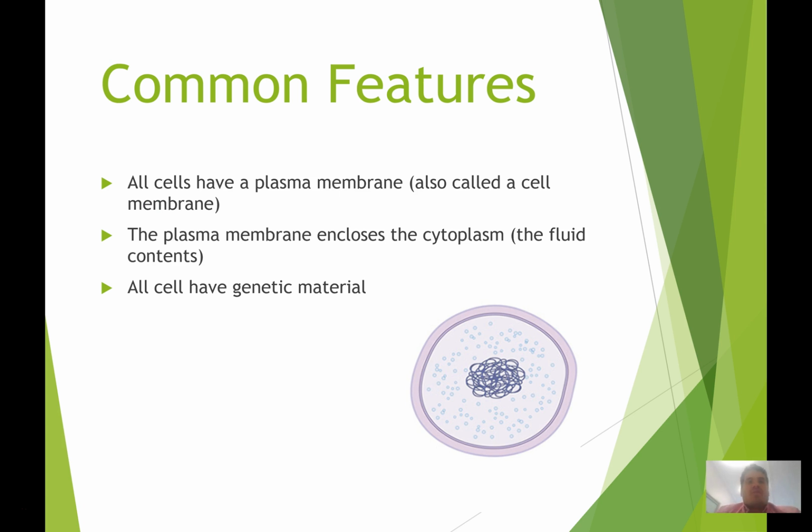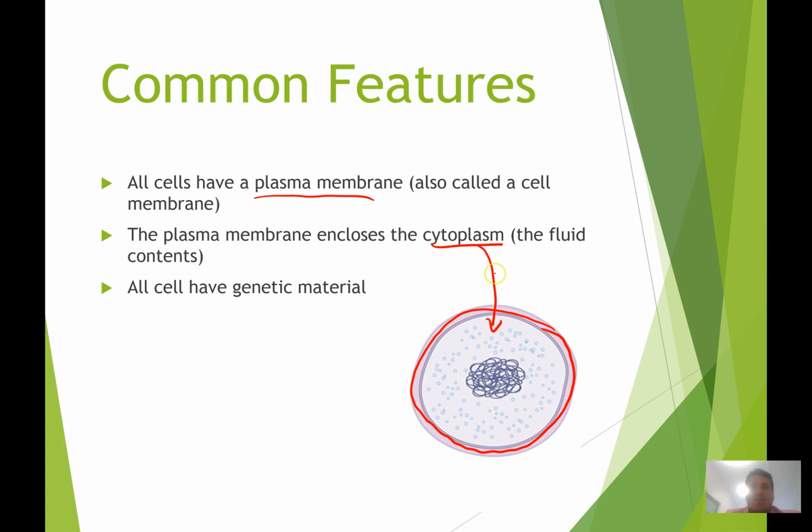So what's the common feature? Every single cell, doesn't matter what kind it is, has a plasma membrane. That's the membrane on the outside of the cell, and it's going to be really important in the next topic that we cover. We also call this a cell membrane. The plasma membrane encloses what we call the cytoplasm.